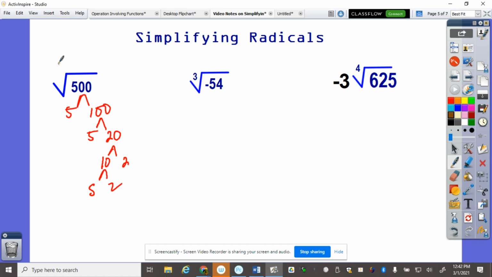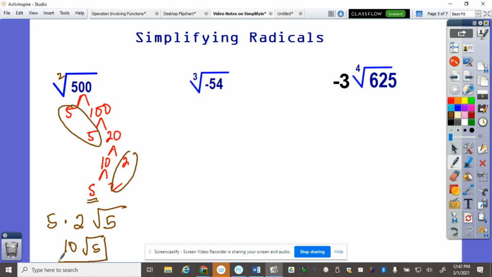Okay, so the index here is 2 because it's invisible. So one group of 5, so it will step out. One pair of 2 there will step out. And then this 5 here has no partner or has no group, so it remains inside. 5 times 2 is 10, so the answer is 10 square root of 5. Again, you can have a different work, but the final answer should be the same thing here.